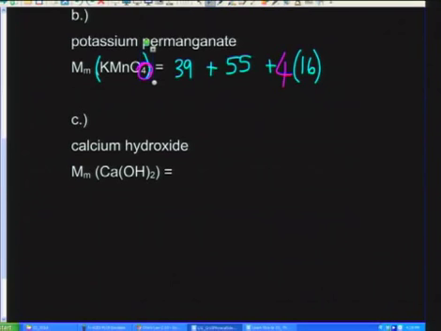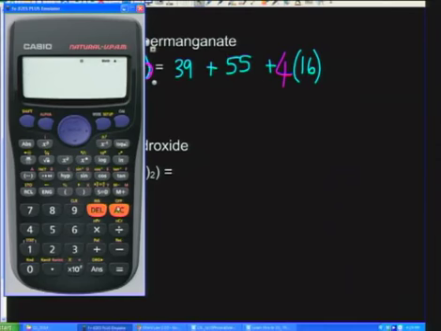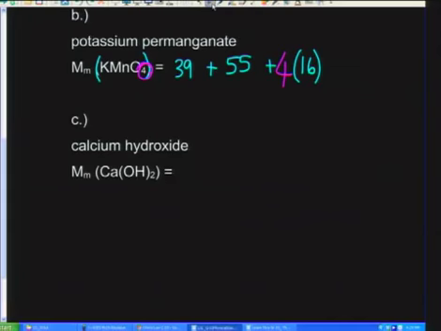Now, you might need to do this in the calculator, so let's go across and clear those. I'm going to start with the multiplying. So 4 times 16 is equal to 64. But I want to add to that 55, and I want to add to that the 39. 158 is my answer. So we've got 158 grams in every mole.